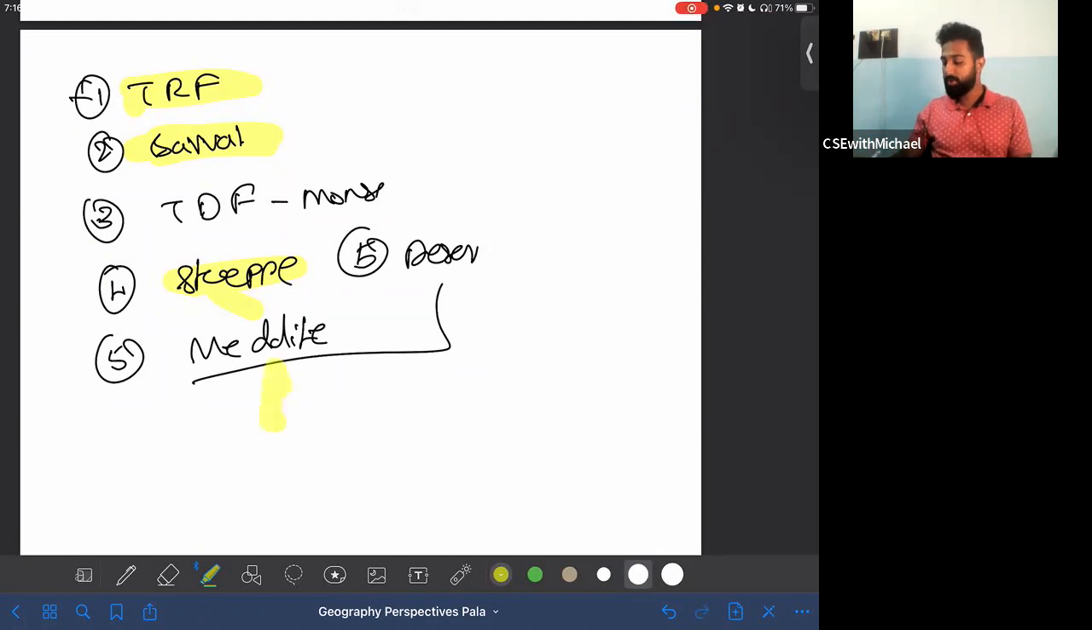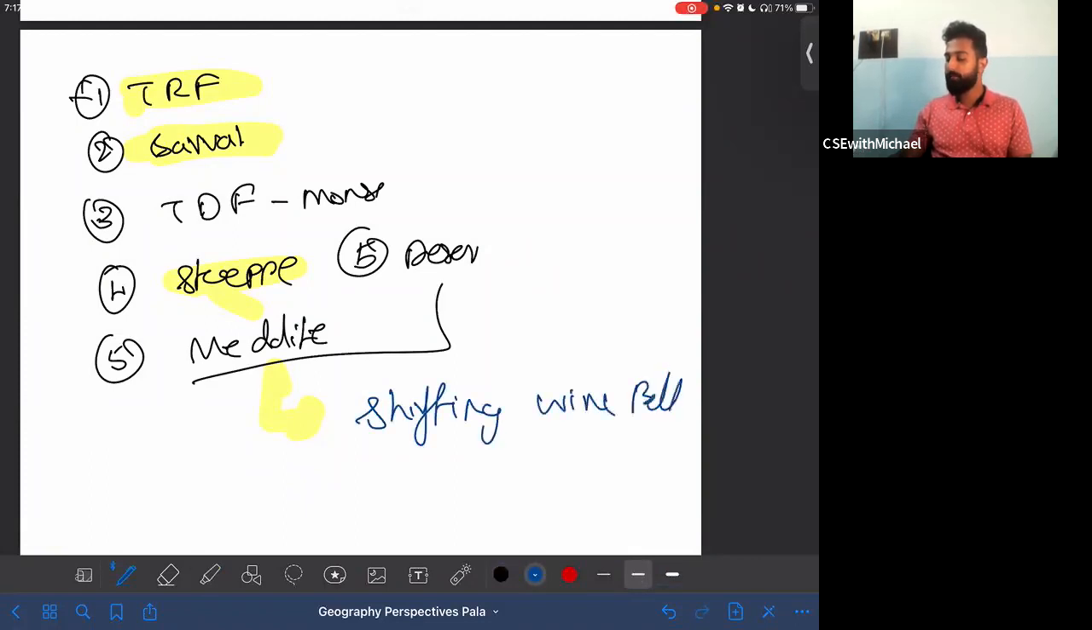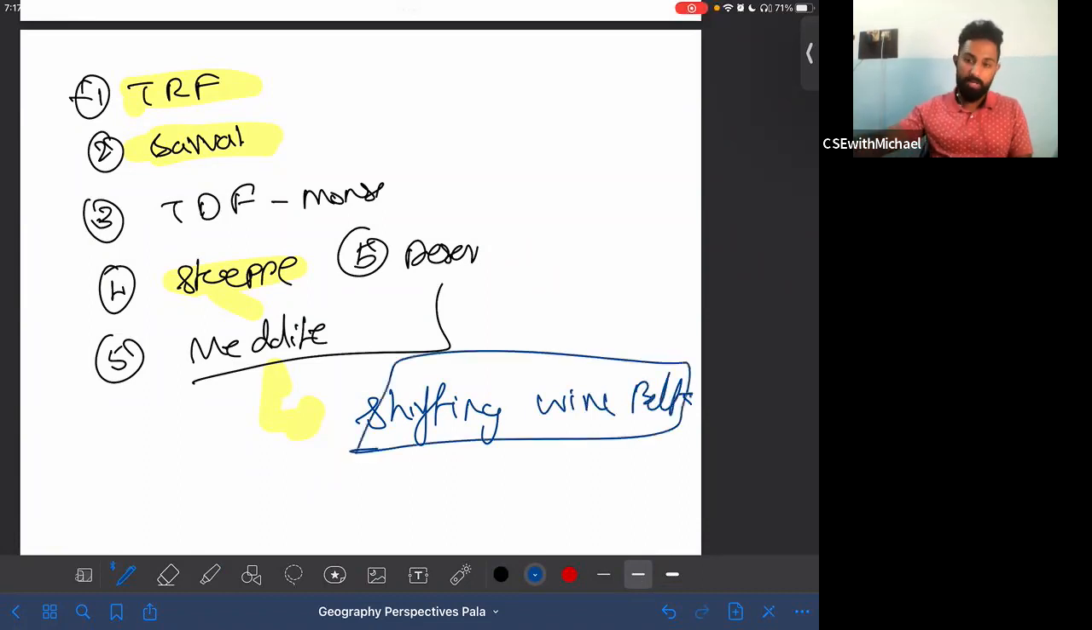As far as Mediterranean is concerned, you know about the shifting wind belts, which are the cause, shifting wind belts which produce the Mediterranean climate. The westerly region changes. That's how the Mediterranean basin is created. So I think we know that.